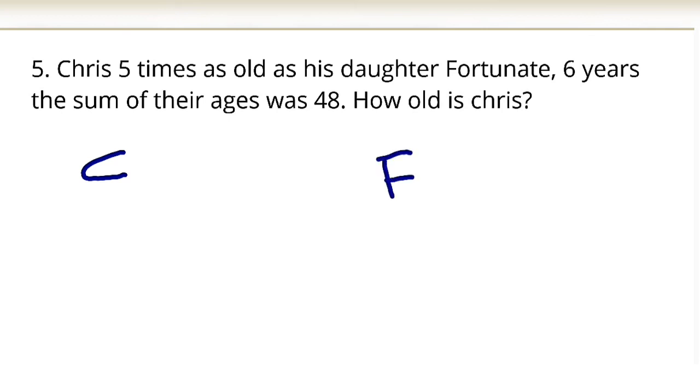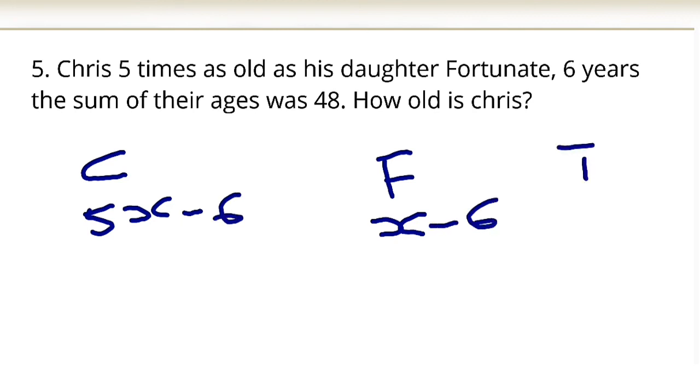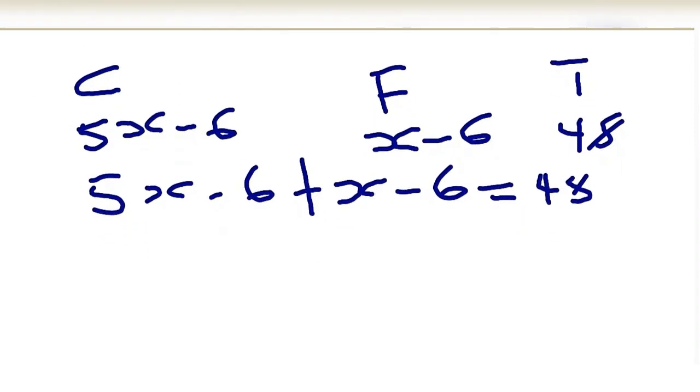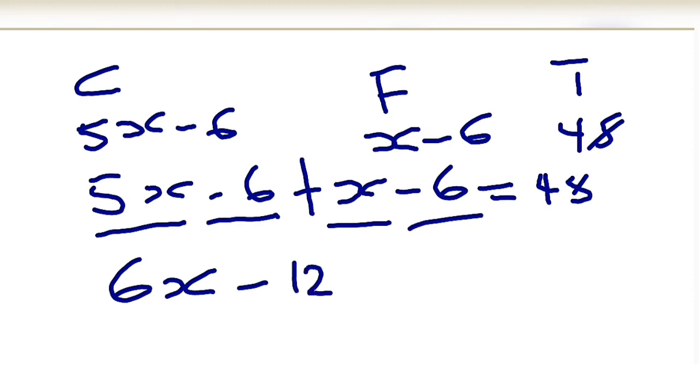Because Chris is being compared to Fortunate, let Fortunate's age be x, and Chris now will be 5 times the age of Fortunate. Meanwhile, the sum of their ages is 6 years ago, so we subtract 6 from their ages, and the sum should give us 48. This will now be 5x minus 6 plus x minus 6 equals 48. Likewise, we are going to collect like terms, and 5x plus x is the same as 6x. Negative 6 plus negative 6 is the same as negative 12, equals 48.